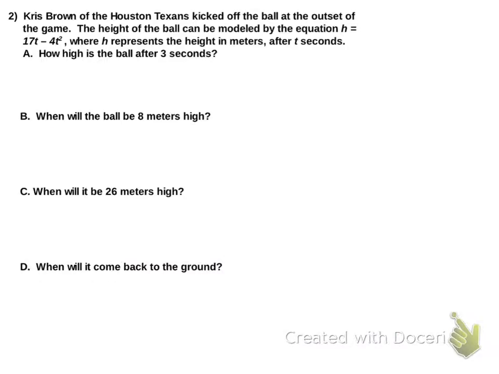Okay, let's look at the next one. It says Chris Brown of the Houston Texans kicked off a ball at the outset of the game. The height of the ball can be modeled by this equation, h = 17t minus 4t squared, where h represents the height in meters and t is time in seconds. All right, so it says how high is the ball? What is h whenever it has been in the air 3 seconds? So t is 3, h is what?